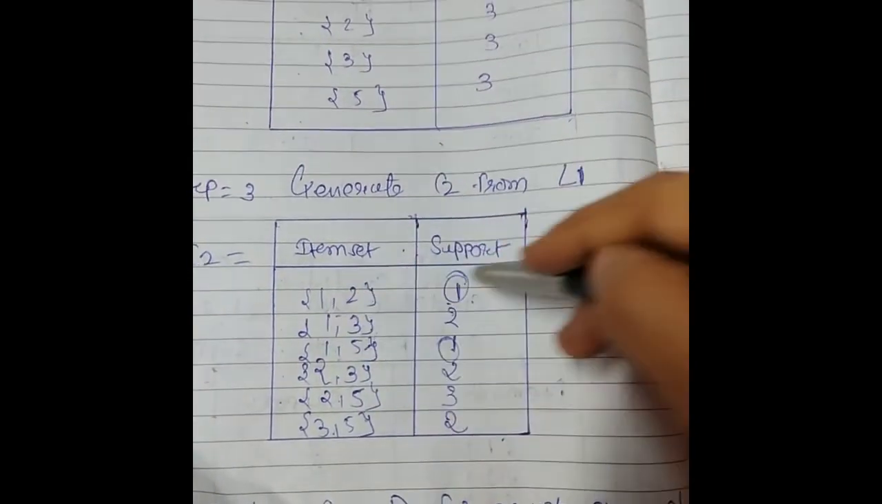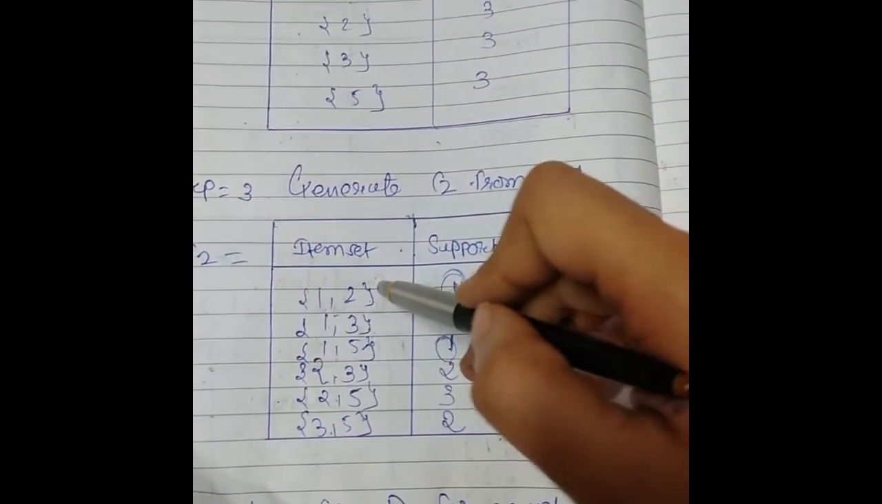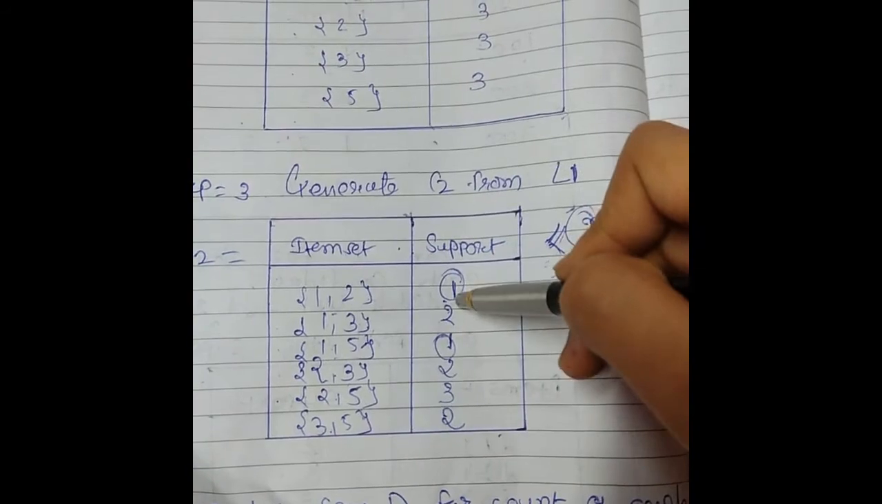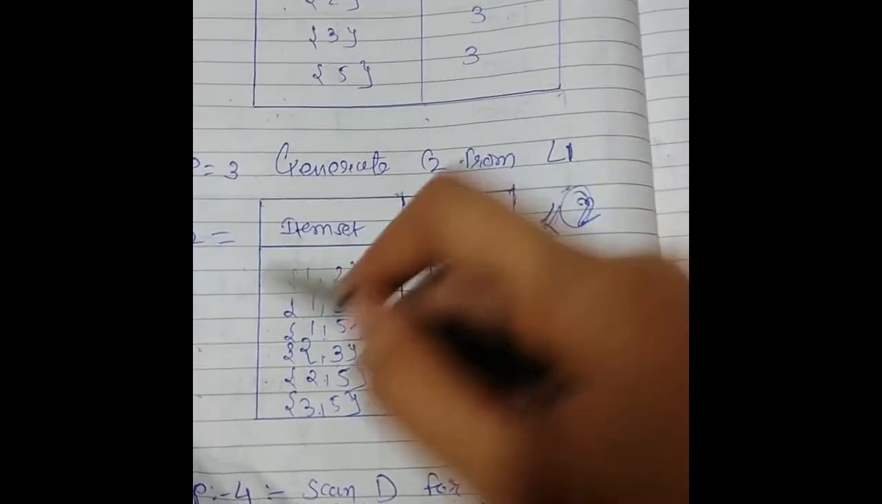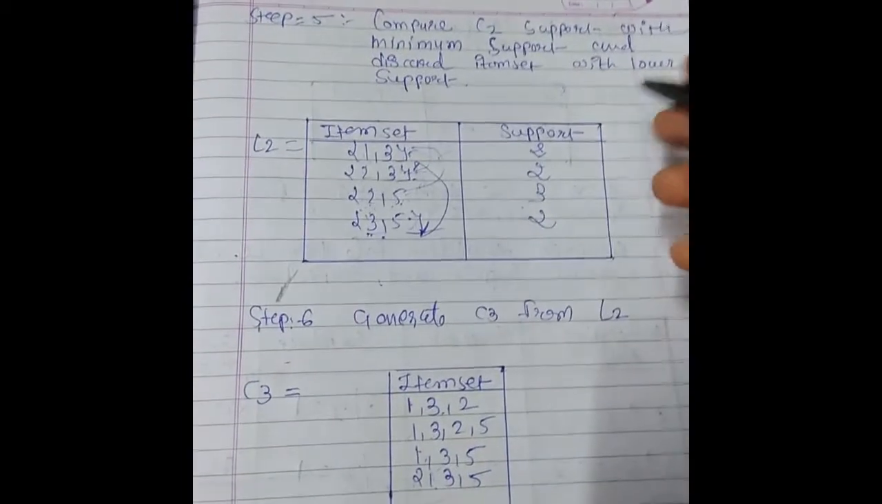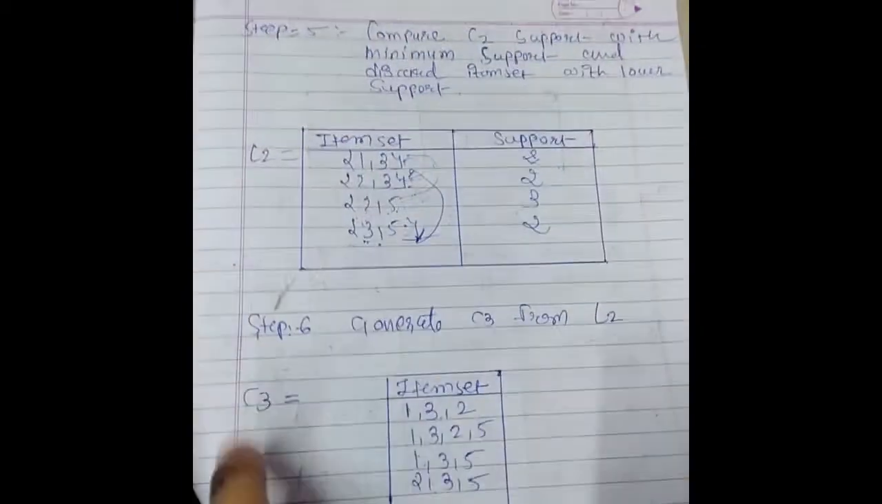Now we'll write the support of each item set. So 1 2 is repeated in the database 1 time, so support is 1. 1 3 is repeated 2 times, so support is 2. This is how the support of each item set is calculated. From that we again remove the item sets whose support is less than 2. So these are the remaining item sets.